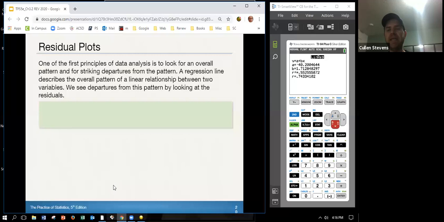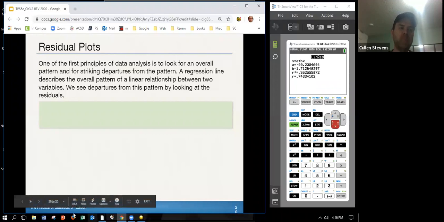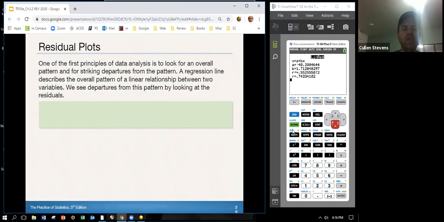All right, so let's take a look at what's next, what's called a residual plot. One of the first principles of data analysis is to look at an overall pattern or striking departures from a pattern. Remember that when we're looking at data itself, we're looking for patterns. We need that to try to do the interpretation. A regression line describes the overall pattern of a linear relationship between two variables. Very important. Remember, our line of best fit, a regression line, is to look at the linear pattern here.